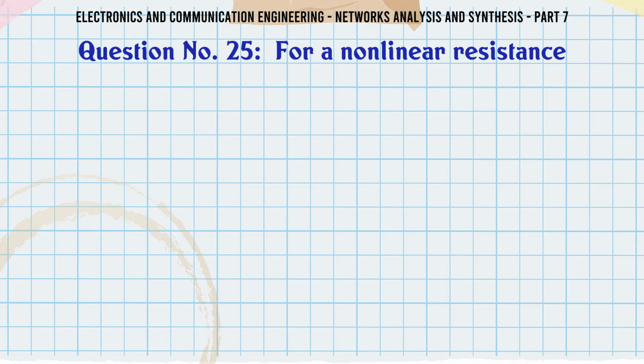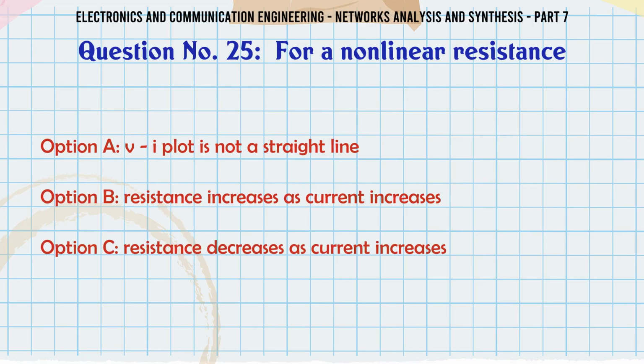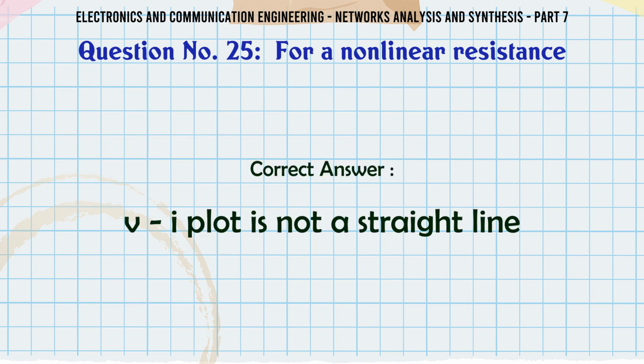For a nonlinear resistance, A VI plot is not a straight line. B resistance increases as current increases. C resistance decreases as current increases. D current decreases as voltage increases. The correct answer is VI plot is not a straight line.